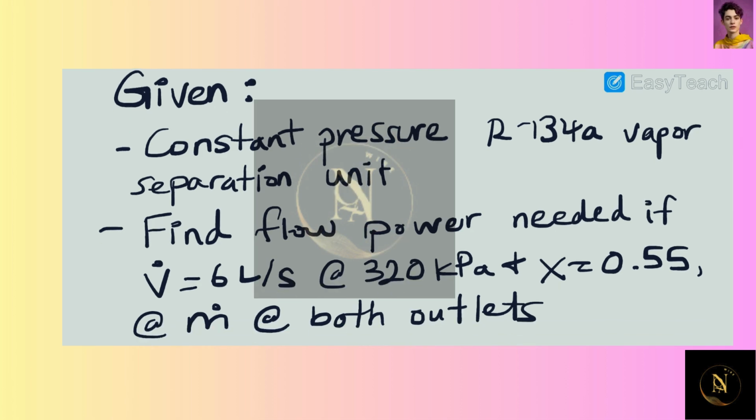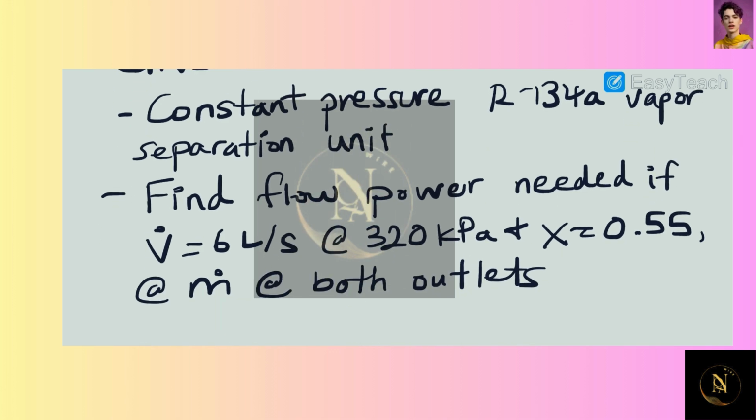Hi everyone, so what we have is a constant pressure R134 vapor separation unit, and what we're asked to do is find the flow power if we know the volume flow rate coming into this unit is 6 liters per second at 320 kPa at a quality of x equal to 0.55. We're also asked to solve for the mass flow rate at both outlets.